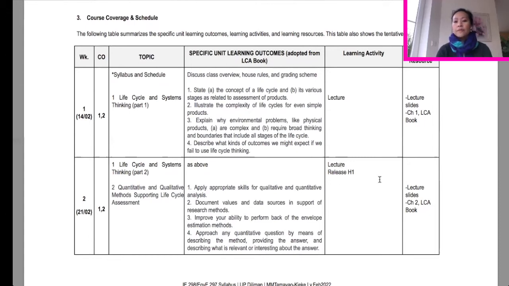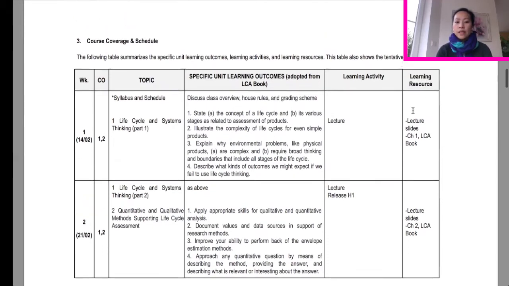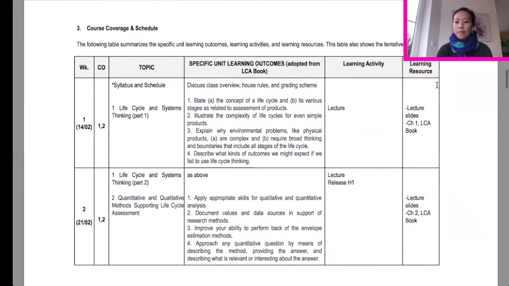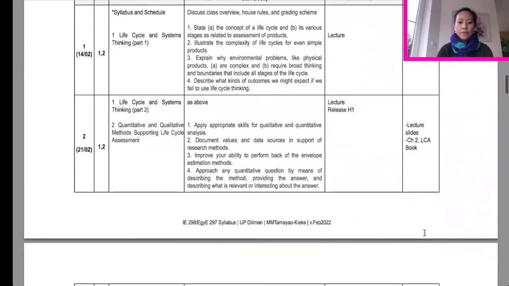Okay. In the next column, we have the learning activities, so activities that are related to each topic, which are meant basically to help the students better understand the topic. And then you have the learning resource, okay? So as you can see here, lecture slides actually for 1 and 2, lecture slides and video. And then you have your book chapters, corresponding book chapters.